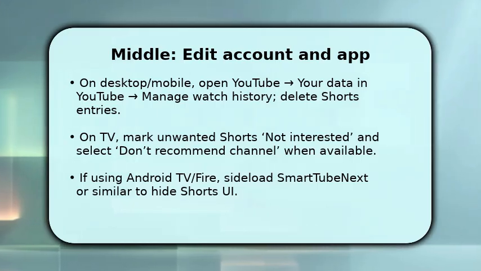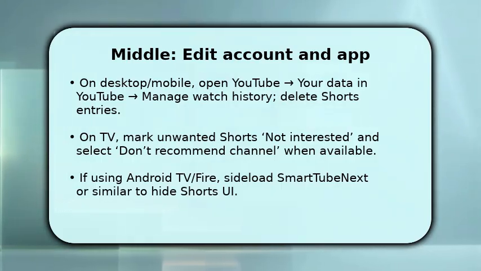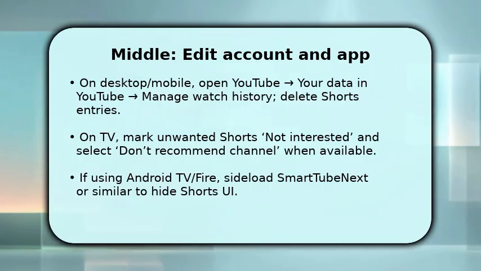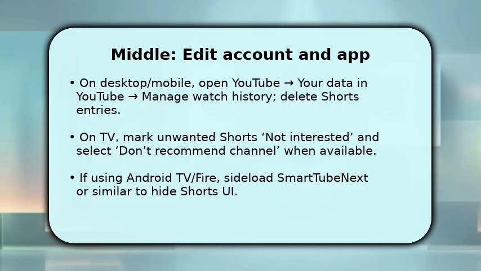On the TV app, when a short appears, press the Options button and choose Not Interested, and if shown, Don't recommend channel. Repeat until the feed adapts. If you want a stronger solution, sideload an alternative client like SmartTube on Android TV or Fire TV. That client hides shorts. Make sure to sign out of other devices so fewer signals feed recommendations.